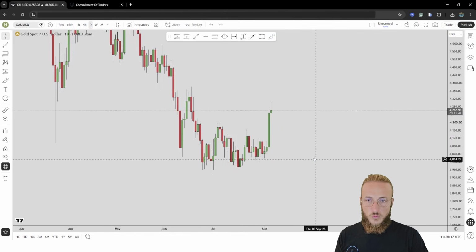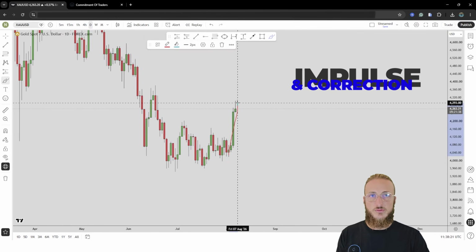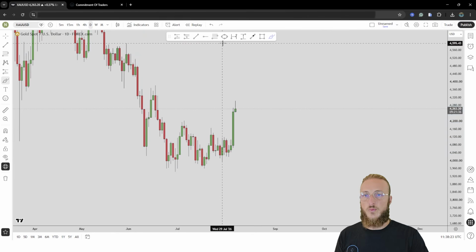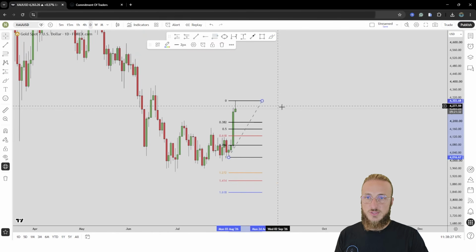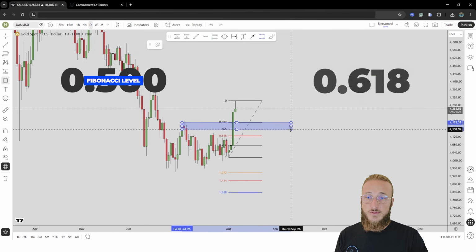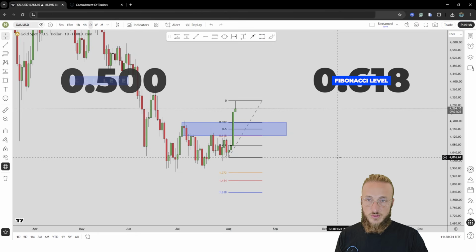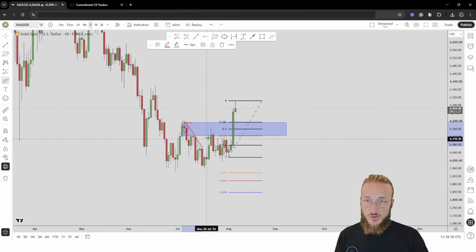At the moment, what do we have? Well, here on the daily, we have a strong impulse to the upside. Now, after an impulse, if we want to measure the correction, we have to take our Fibonacci from the low to the high of the impulse leg. If we do that, we can see how we have the 0.382, 50% and 0.618 retracements currently lining up perfectly with this previous area of resistance, which is now turned support.